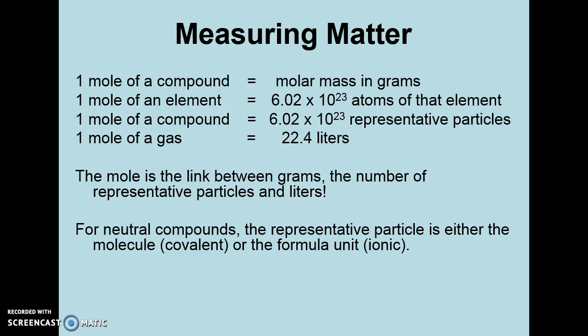Notice that the compound is called Avogadro's number of representative particles. That's because we use different words to describe the representative particle of covalently bonded versus ionically bonded substances. We use molecule for covalent and formula unit for ionic, for the same reason that I discussed when we talked about the difference between molecular mass and formula mass.